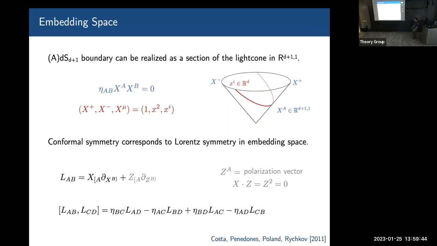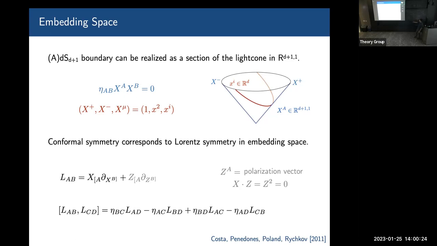So let me briefly review what this formalism is. The basic idea of the embedding space formalism is the basic observation that the boundary of AdS and dS can be thought of as being some section of the light cone living in one higher dimension of Minkowski space. Here in this picture, there's this light cone shown in blue. This is a light cone living in one higher dimension than the dS and AdS space. But then there's a particular section of this light cone that corresponds to the boundary of dS and AdS.